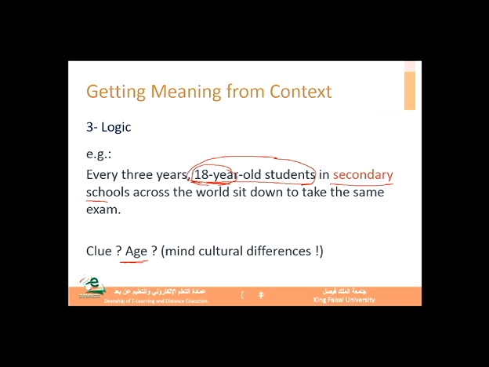So here the age gave us an indication to the meaning of the word secondary. It's not elementary. Students are not starting school. They are finishing school. 18 years old. That's simple logic, isn't it?